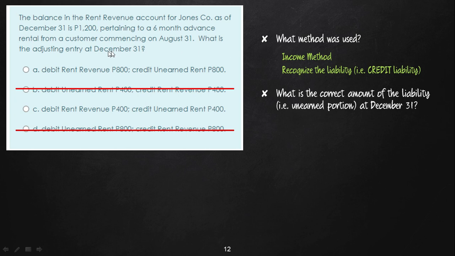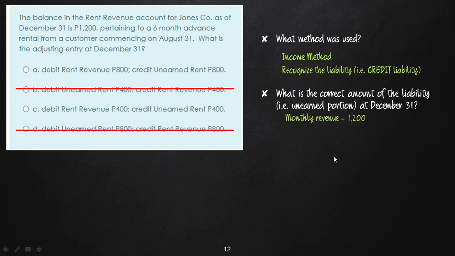Diri class importante makita nato ang period end. The period end is December 31, meaning we stop counting on December 31. The second thing atong bantayan is kanus-a man nagsugod ang coverage sa iyang rent revenue. Rent revenue niya would commence or will start on August 31. Bantayi nimo kay last day of the month na siya nag-start. Okay? And then, ang 1,200 class nga iyang nadawat, that is only good for 6 months. 6 months lang ang coverage.